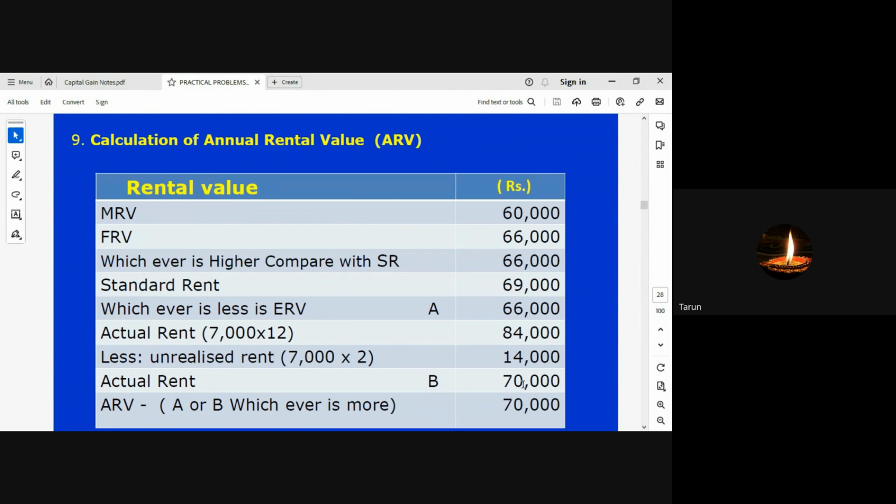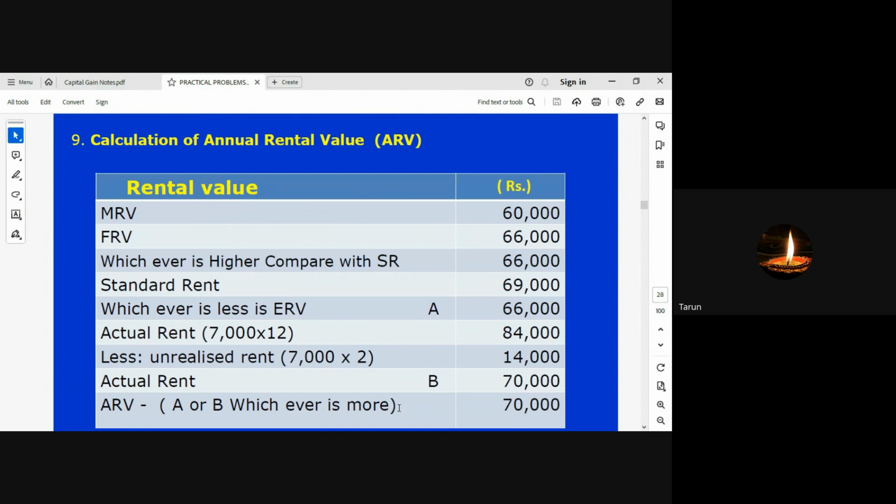So whichever is the higher value, that is the annual rental value. Because there is no loss due to vacancy, no taxes have been given in the question, and no standard deduction has been mentioned in the question, there is no need to deduct anything from the annual rental value. So annual rental value means whichever is the higher value of the actual rent and the expected rental value. The higher value is 70,000, that is the actual rent.